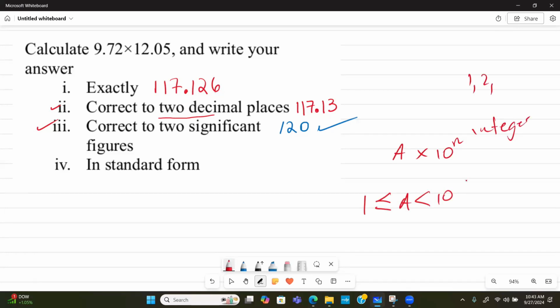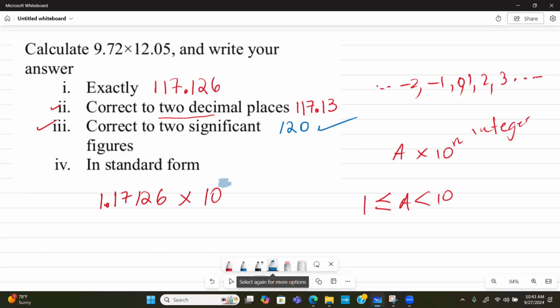We're talking about having our whole numbers along with 0, and the negative of these whole numbers, those are what we classified as integers. So let us set up the framework for our standard form. Remember again that the decimal point must come after the first non-zero digit from left to right, which means that I'm looking at a framework that says 1.17126 times 10, and this 10 will be raised to some power, right?